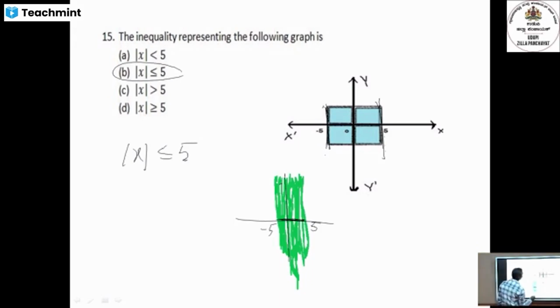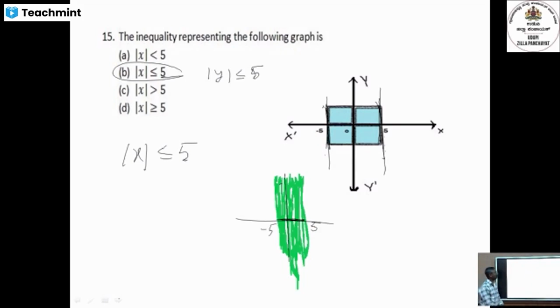To be precise, this is the question that has come. In this, not only mod x less than or equal to 5, the condition mod y less than or equal to 5 should also have come. But I don't know what that particular year's question was. So it has come like this. So mod x less than or equal to 5 is one of the answers. So this is one error which you can see in this particular question.